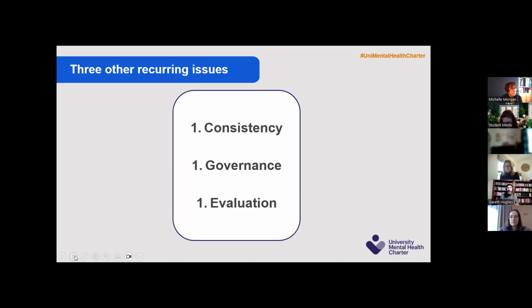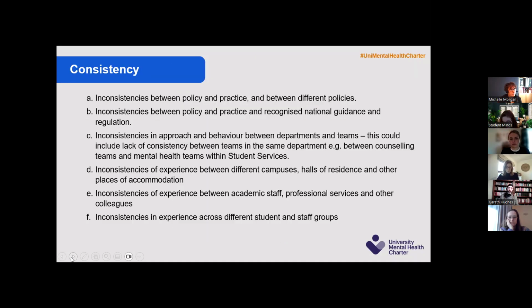There were three recurring issues that we saw over and over again in theme after theme after theme, which was about consistency, about governance, and about evaluation. And this occurred in every report, and it occurred across multiple different themes in most of those reports. So these are three big things that, again, we're going to be going out and talking to universities about much more in the next few years.